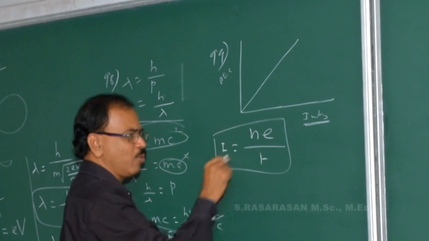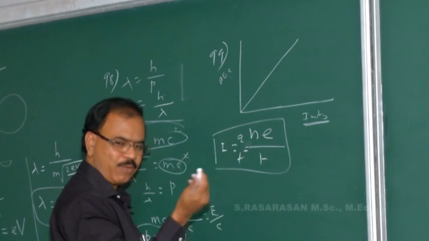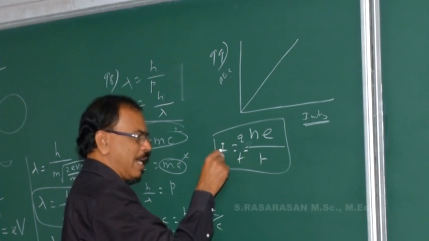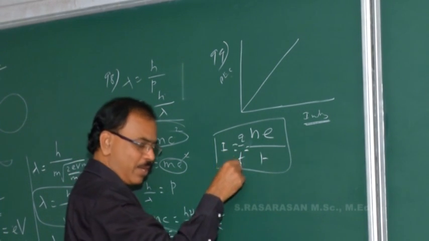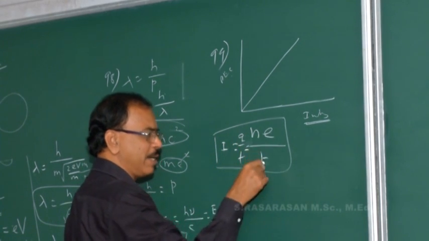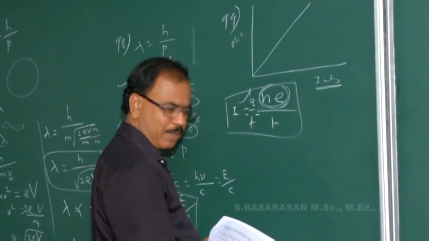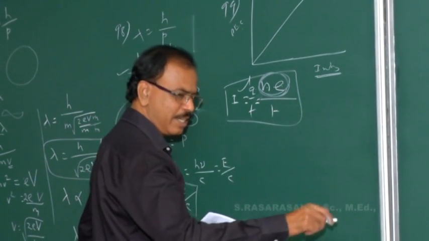I is equal to Q by T. I is equal to the rate of flow of charge across any cross sectional area of the conductor. So current is defined as the rate of flow of charge across any cross section area of the conductor, Q by T, or Q is equal to Ne, so I is equal to Ne by T. Number of electrons increase ஆனால்தான் current increase ஆகும். Number of electrons increase ஆகணும்னா number of photons incident increase ஆகணும்.